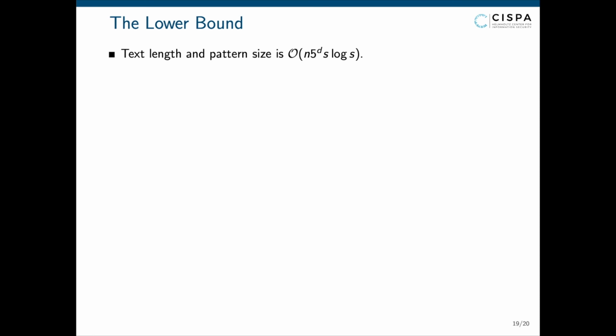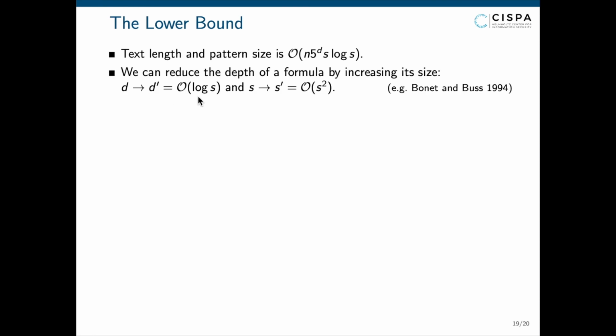So what about the lower bound? Now we get a text length and pattern size of n times 5 to the d s log s. And we see we have an exponential dependence on the depth here, but we can get rid of this by using some depth reduction technique by Bonnet and Bass, for example. So our depth becomes logarithmic in the size, and the size blows up by a quadratic factor, but this does not matter too much because we have here only a polynomial dependence on the size.